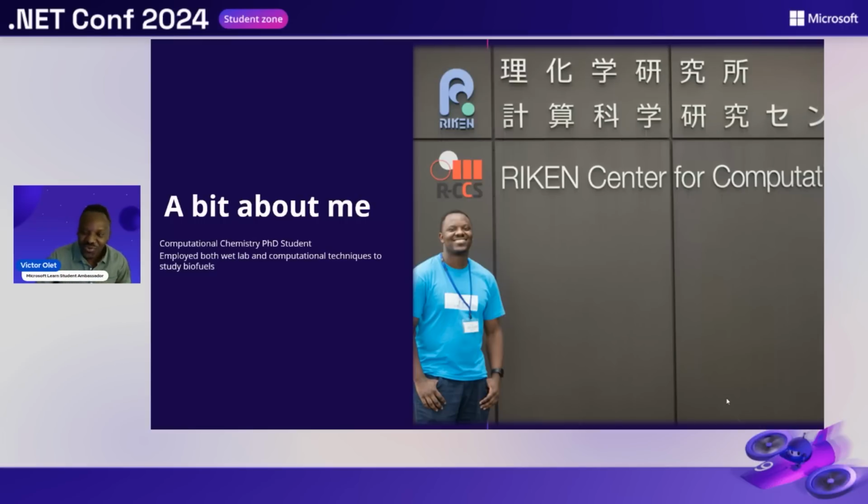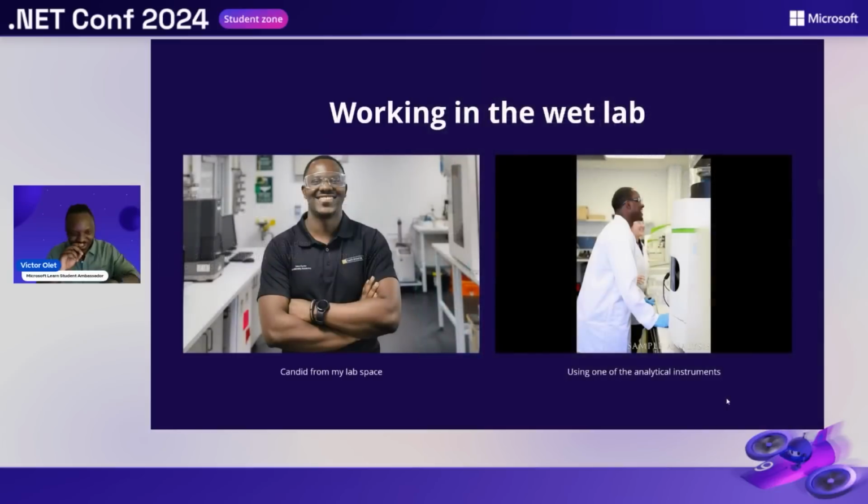So what exactly do I do? In the wet lab, the photo there on the left is my lab area. That's where I work. My area of research in the wet lab is biofuels. We're studying some potential fuels and trying to see how viable they would be for transport fuels, thinking of substituting petrol and diesel. That's what we're trying to go for.